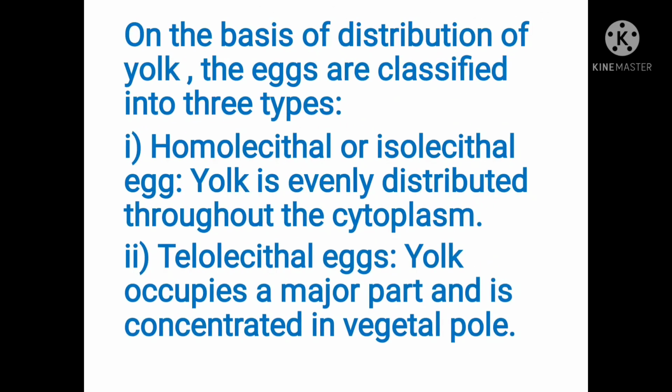On the basis of distribution of yolk, the eggs are classified into three types. Number 1. Homolecithal or isolecithal egg. In these eggs, yolk is evenly distributed throughout the cytoplasm.